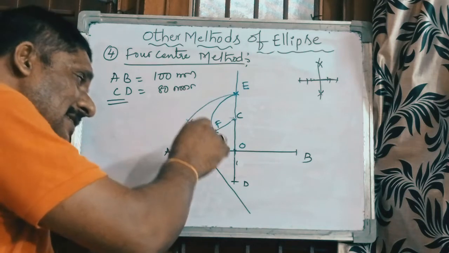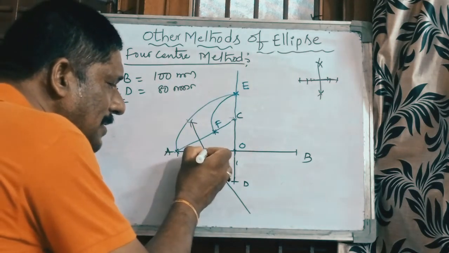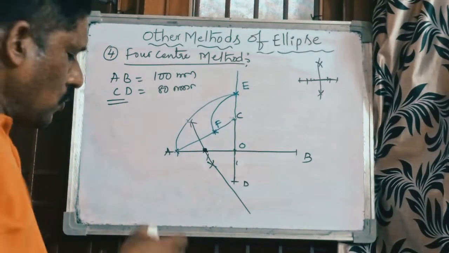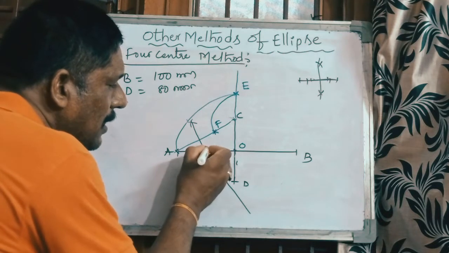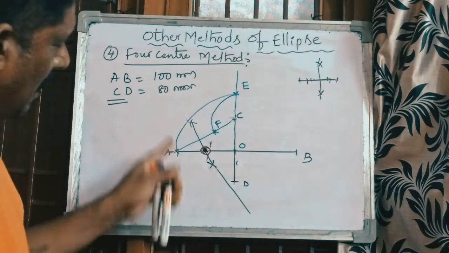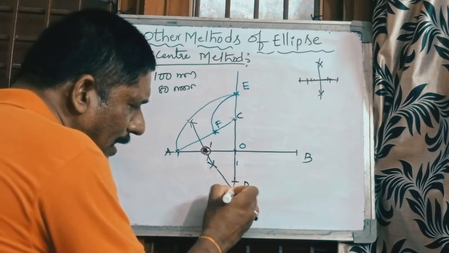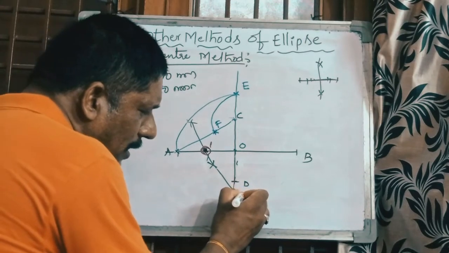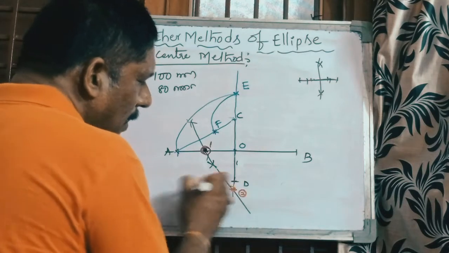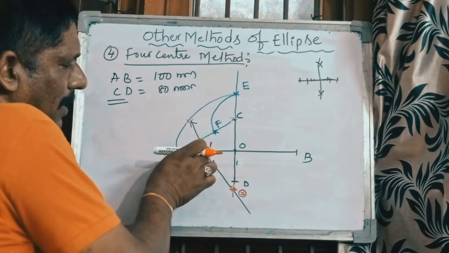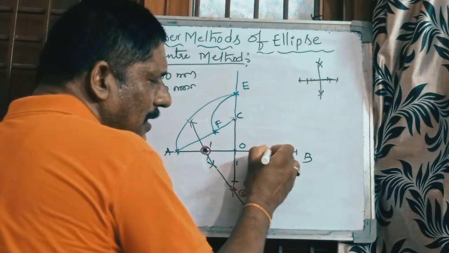While you are extending this line, it passes through the major axis line. Mark that point. This is center 1. Extending the same line from point D, you will get another point here. This is center 2. Whatever the distance from A to center 1, mark the same distance from B. This is center 3.